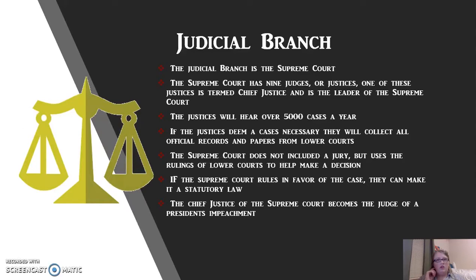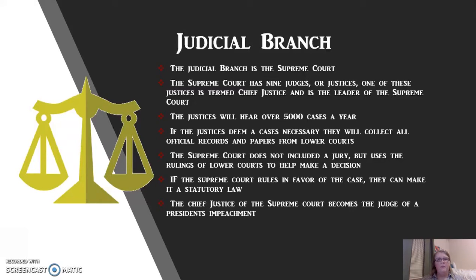The Supreme Court will usually hear over 5,000 cases a year. Once again, probably the majority of them are civil or might be criminal. If the justices deem a case necessary, they will collect all official records and papers from lower government. The Supreme Court does not have a jury. They just use the findings from before, compile them, and then hand them out. If the Supreme Court rules in favor of the case, they can make it a statutory law.